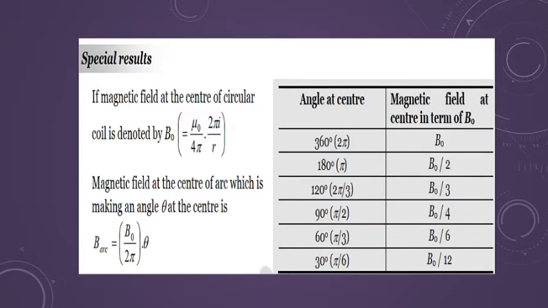Mu naught I upon 2r or 2a, if you are taking r as radius or a as radius. That is the basic formula. And if there are n number of turns, you have to multiply it with capital N. That is mu naught N I divided by 2a or 2r. So these are the results which you can directly use if required at times.